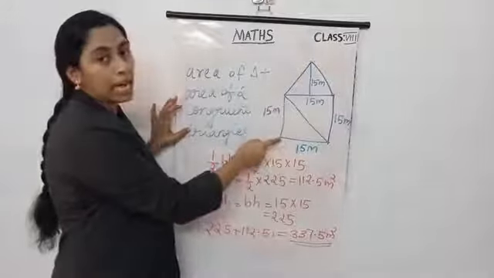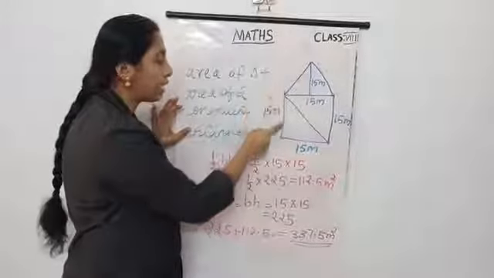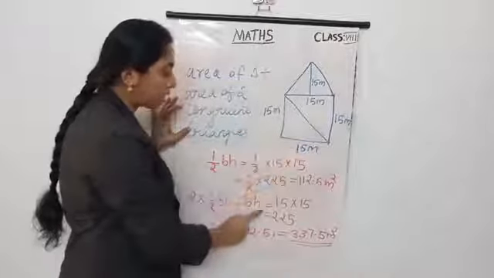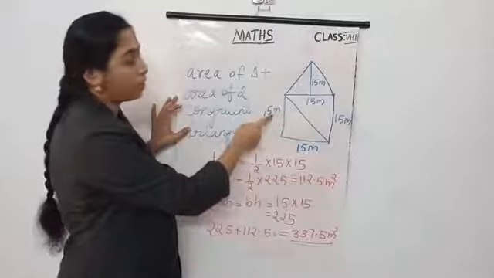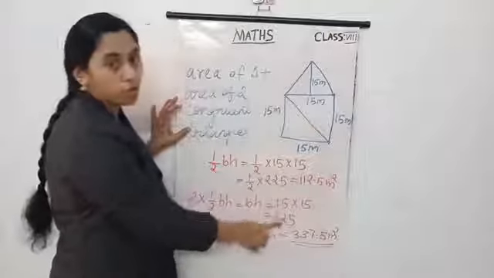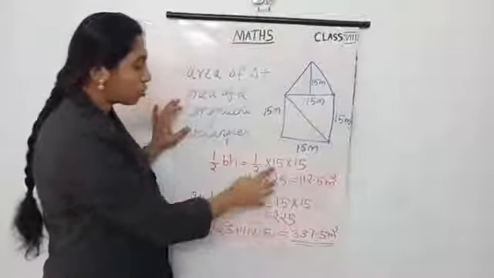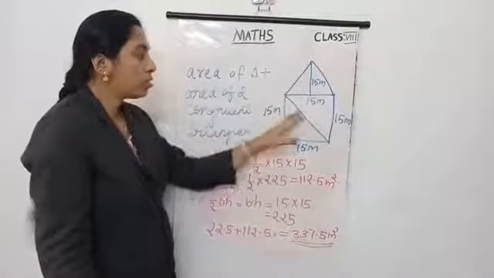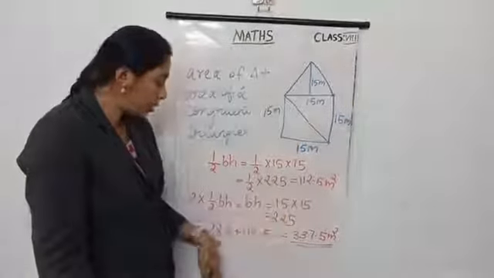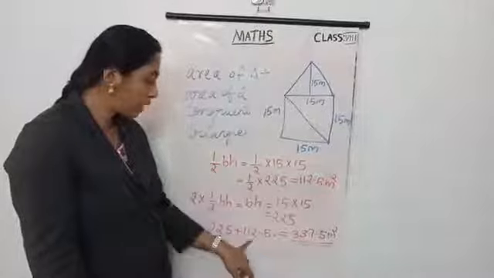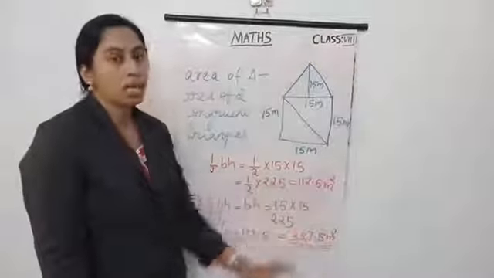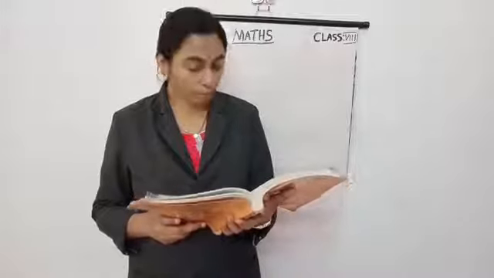This is a right angled triangle, so its height is this one and base is this. So BH is equal to 15 into 15. So here we consider like this. Okay. So 15 into 15, 225. So we get both areas. So we now add these areas, 225 plus 112.5, we get 337.5 meter square.